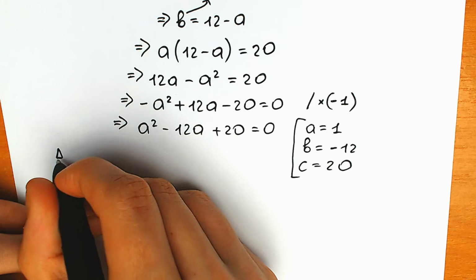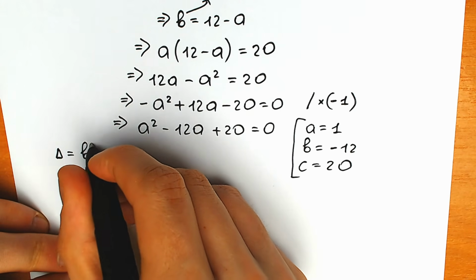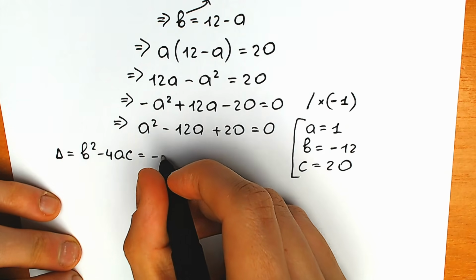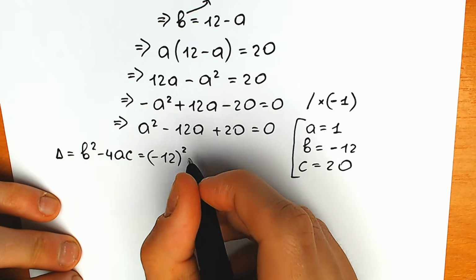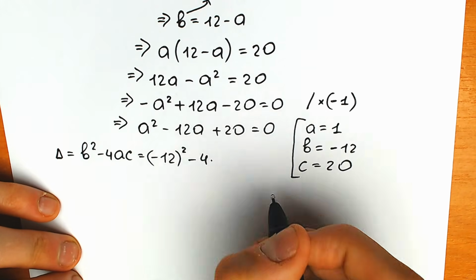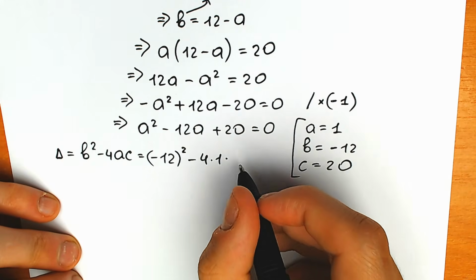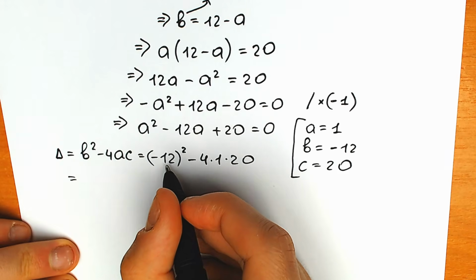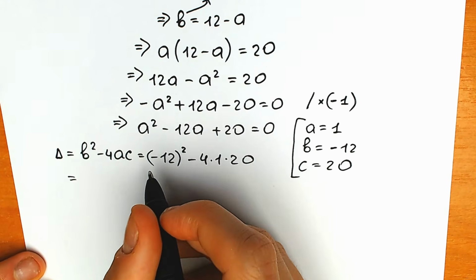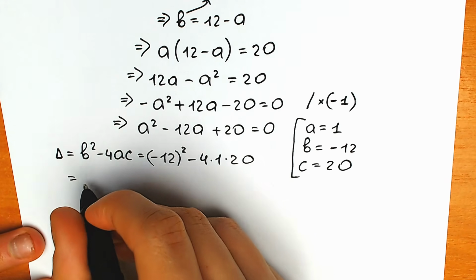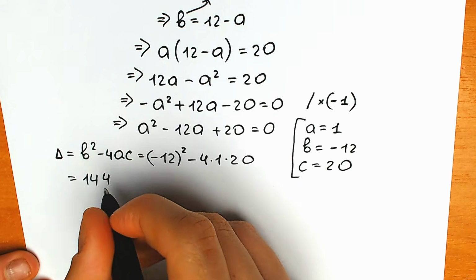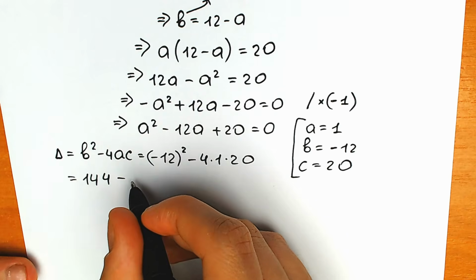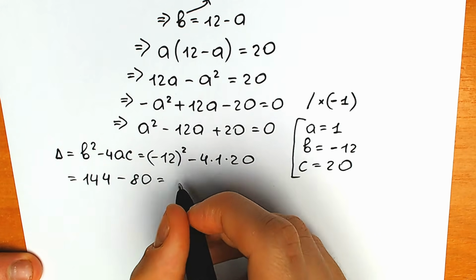First of all, I'm going to solve for the discriminant: b squared minus 4ac. So what do we have? Minus 12 squared minus 4 times 1 times 20. Minus 12 squared equal to 144, minus 4 times 20, which is 80. So 144 minus 80 equal to 64.